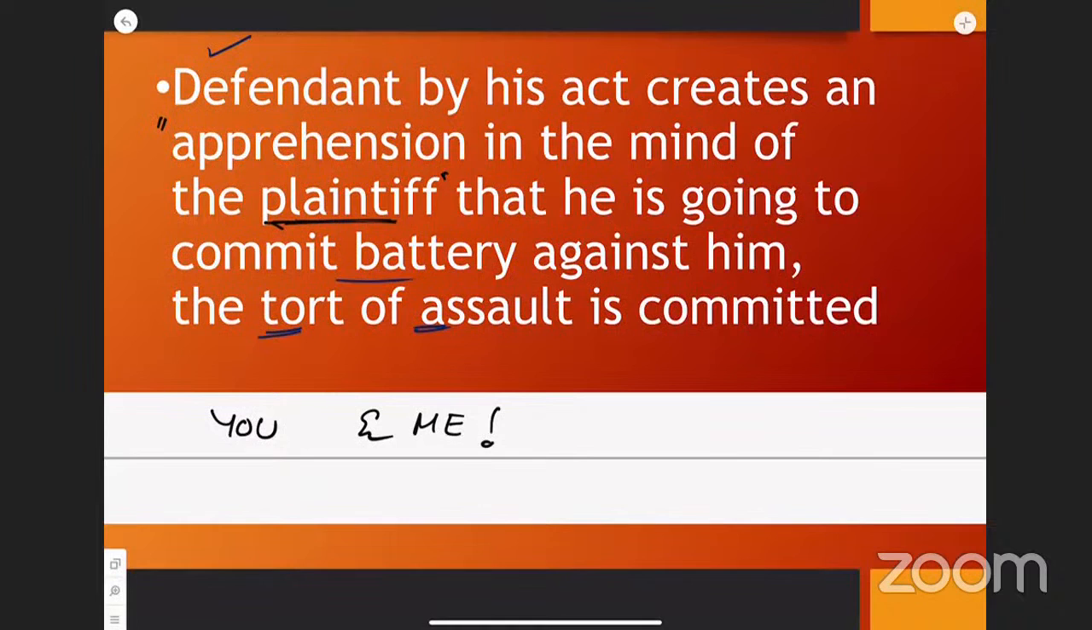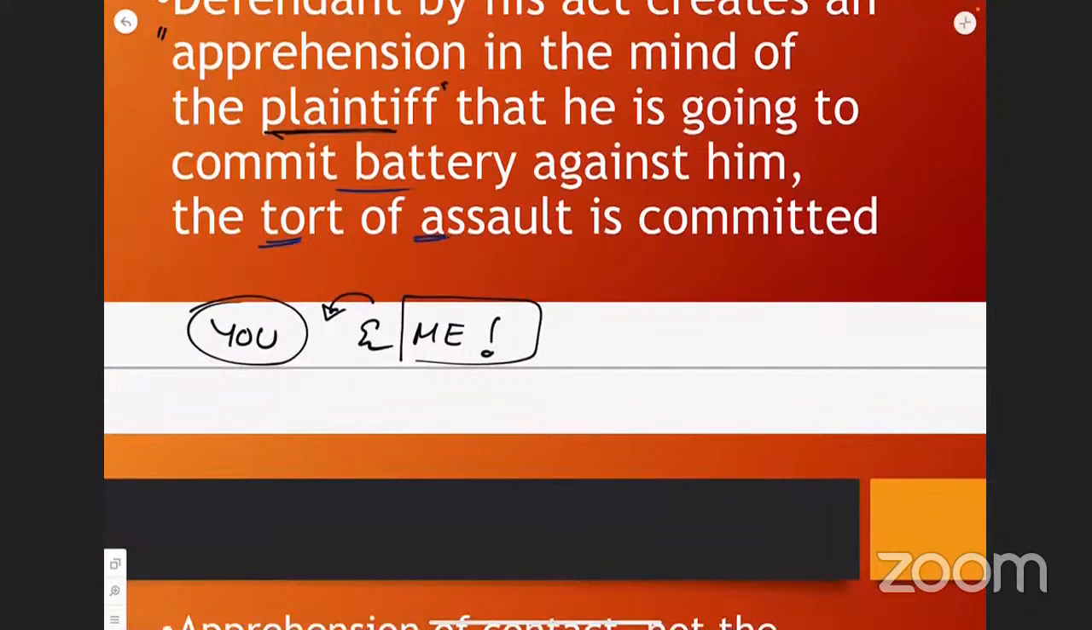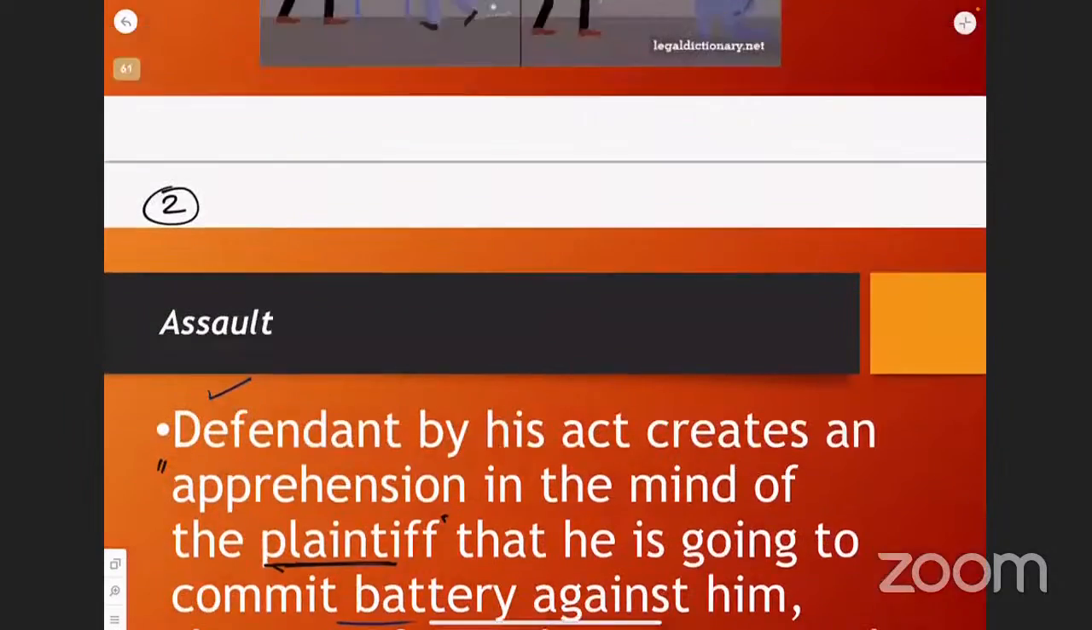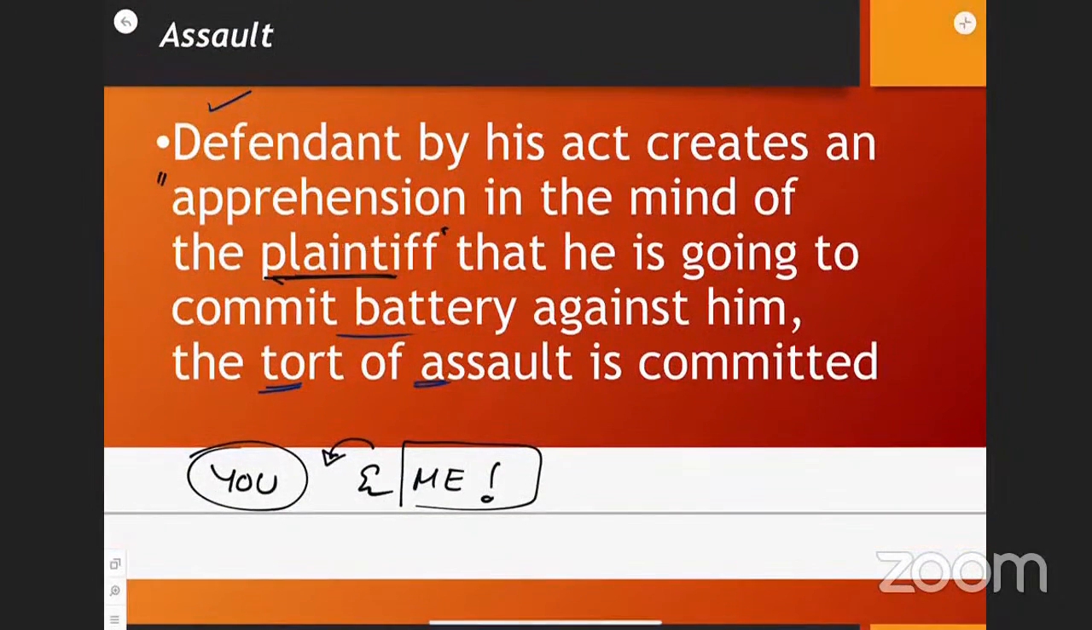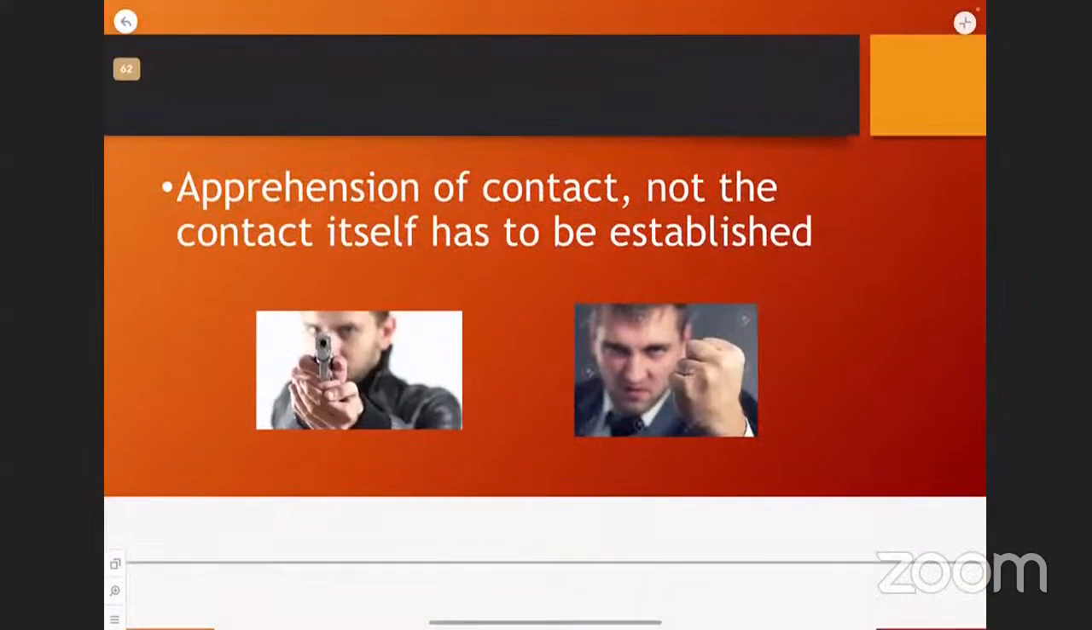So now what will happen? I am going to create a fear in your mind that I am going to commit battery. I'm going to hit you. I'm going to harm you. Okay, then it is an assault. So in battery, there is force applied. In assault, there is an apprehension. Creates an apprehension in the mind of the plaintiff that I am going to commit battery. I'm going to hit you. I'll give you an example. See here. Apprehension of contact, not the contact itself, is to be established.